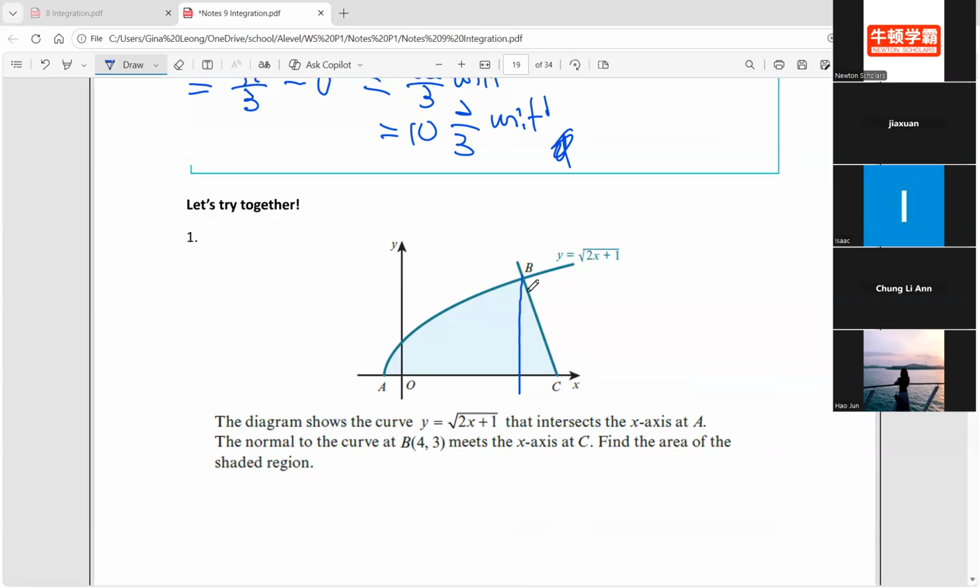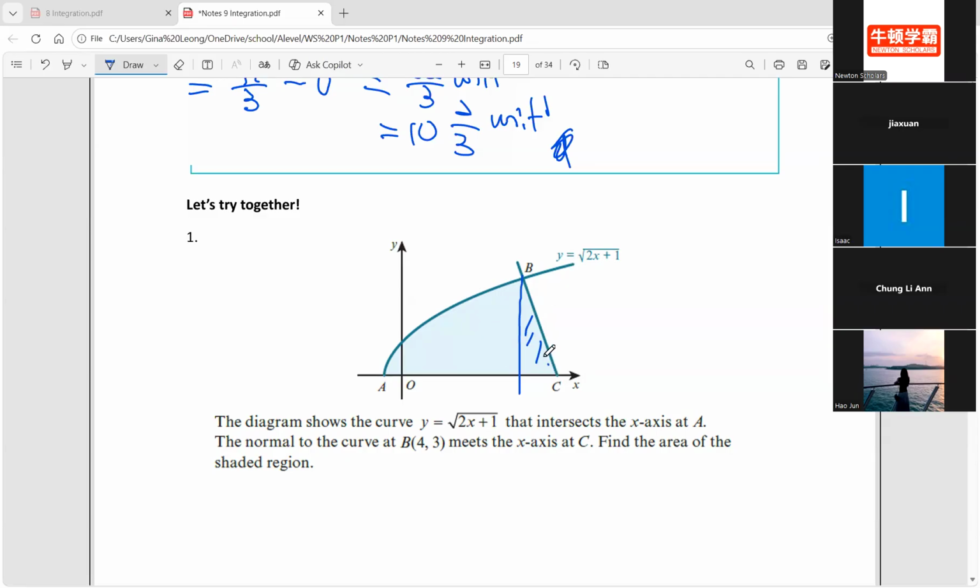Then after that, here is the triangle. You just use the triangle formula, half times base times height. Then you will get this part. After that, you add them together, and it's the whole area.